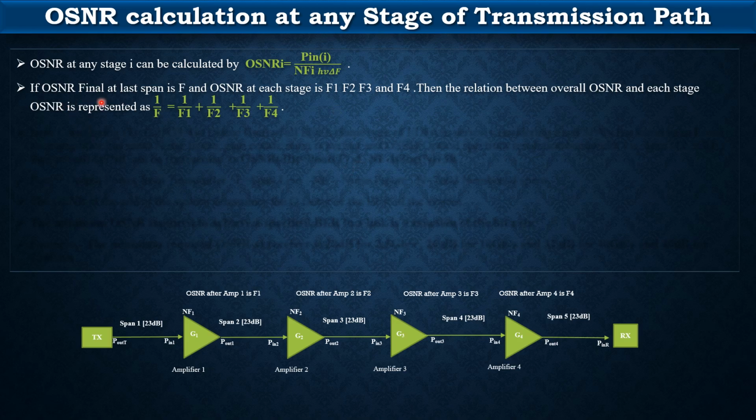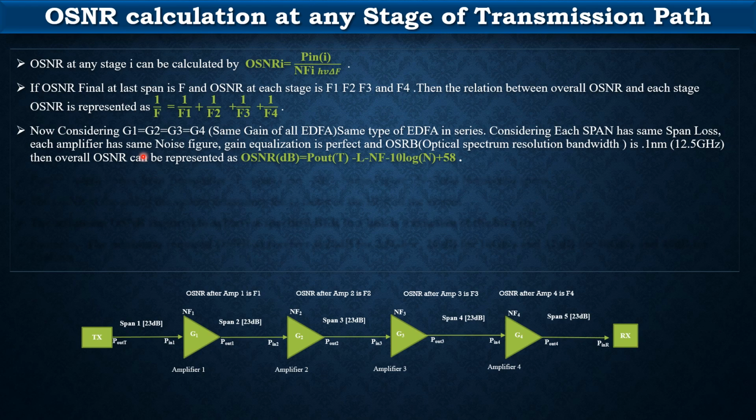Suppose the final OSNR after the last span, after amplifiers 1, 2, 3, 4, is F. At each stage it is F1, F2, F3, and F4. Then the relationship between the overall OSNR and each stage OSNR is 1 divided by F is equal to 1 upon F1 plus 1 upon F2 plus 1 upon F3 plus 1 upon F4. F1 is the OSNR after amplifier 1, then after 2, 3, and 4, and the overall OSNR is calculated by this formula.